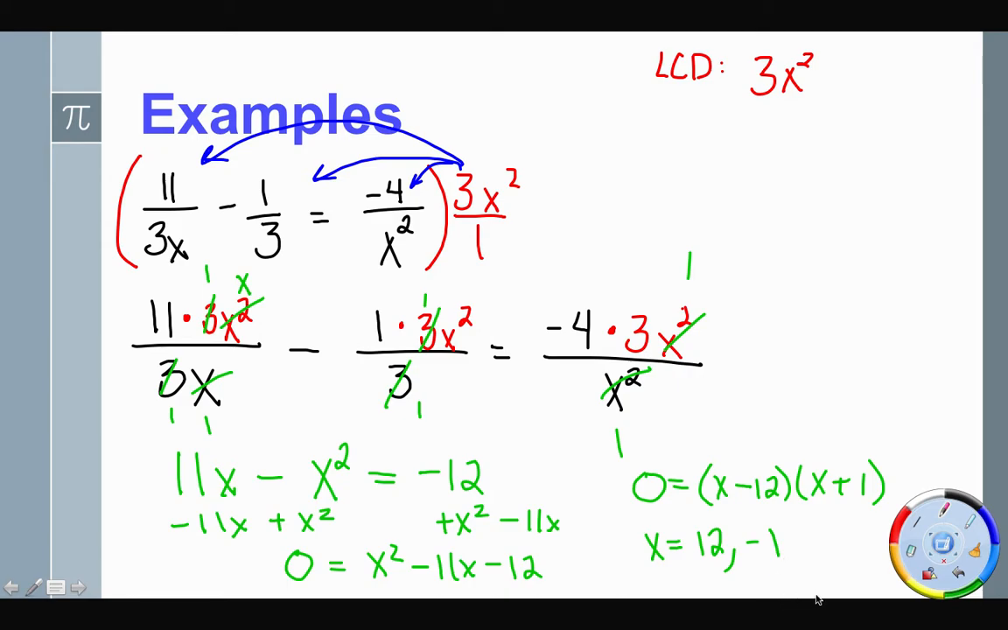Now, when you check your answer, you're really just having to check to see if either of these numbers make the denominator of the original equation equal to 0, and neither of these do, so therefore both of these answers are correct, and we get our answers.